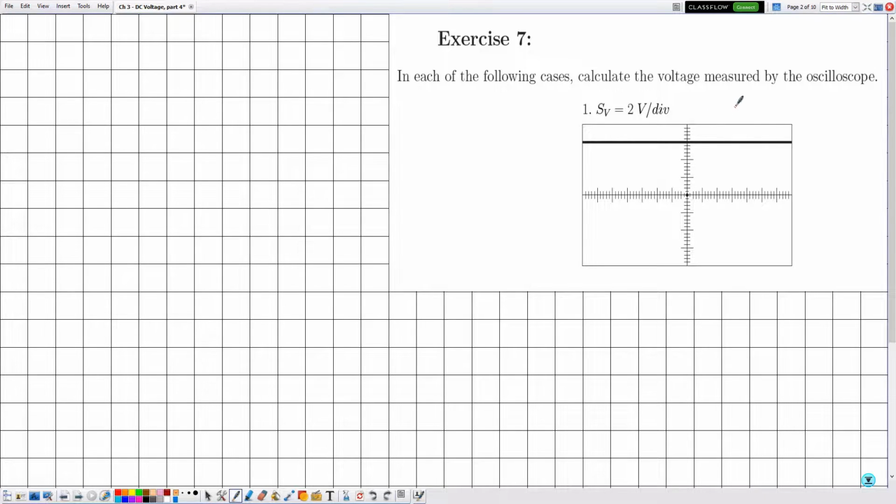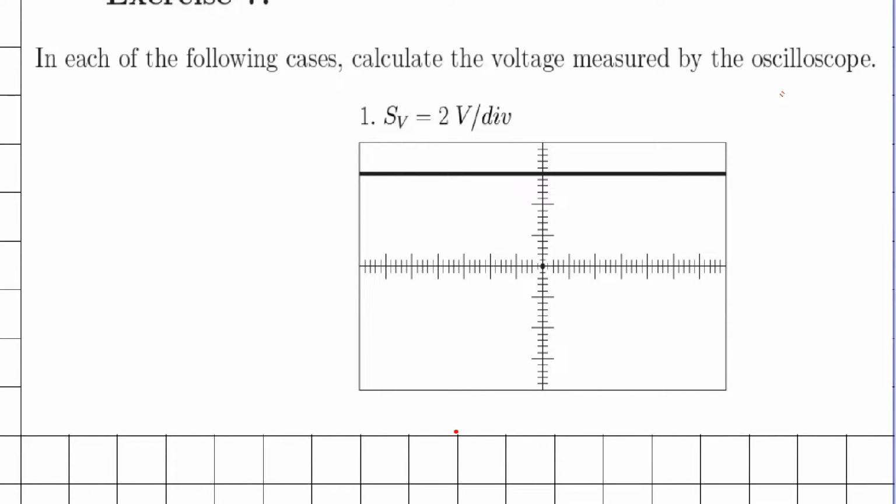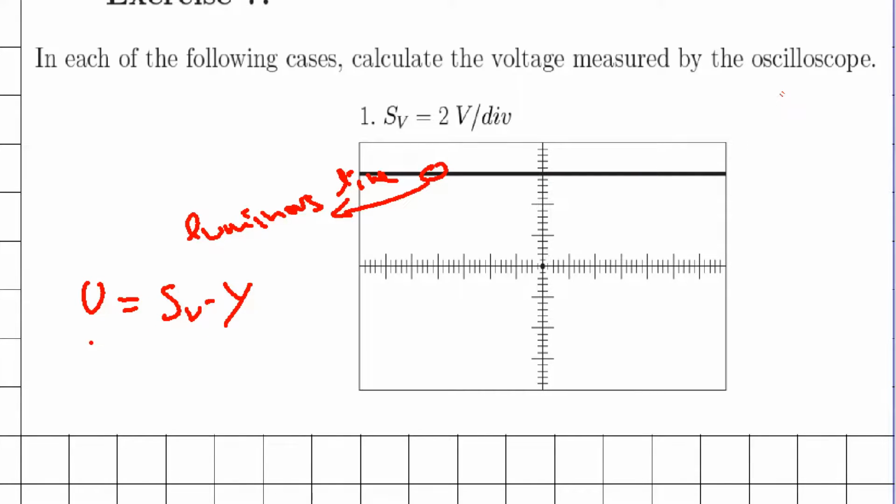Now in exercise number 7, they are telling me, in each of the following cases, calculate the voltage measured by the oscilloscope. So this is the screen of the oscilloscope and this is the luminous line. Referring to the vertical sensitivity indicated on the screen and the number of divisions displaced by the luminous line, we can determine the voltage measured by the oscilloscope using the formula U = SV × Y. Notice that the voltage U doesn't carry any labels because the purpose of this exercise is only to calculate the voltage U.